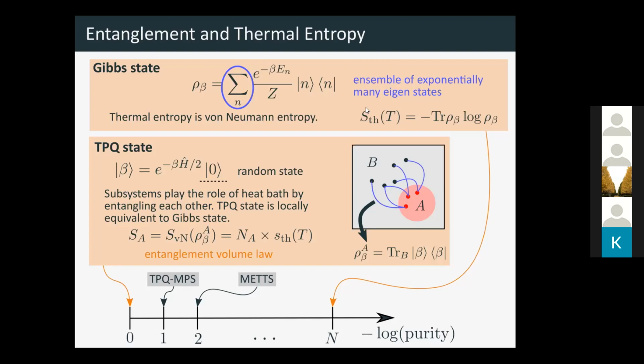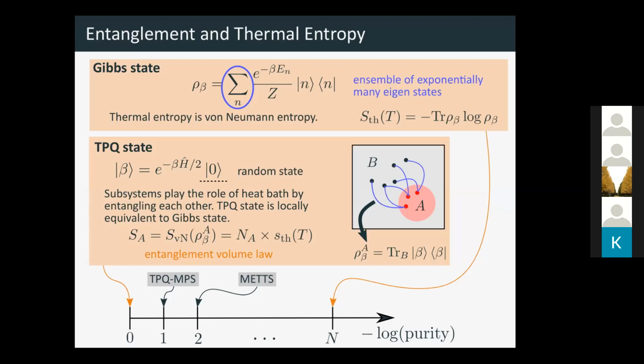While the Gibbs state has exponentially small purity, the typical state has higher purity, almost one. Namely, a single typical state represents the thermal equilibrium by itself. This is one example of a typical state.